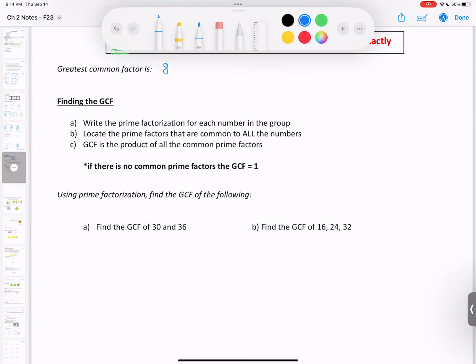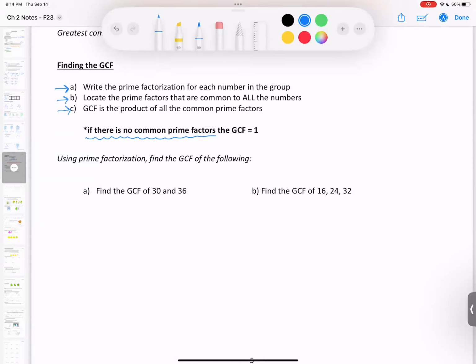The shortcut way is to first write out the prime factorization for each of the numbers, and then find out what prime factors are in common. Which prime factors do they share? Once you've figured that out, you just multiply those numbers together, and that will give you the greatest common factor. If there are no common prime factors, then the greatest common factor is just 1.